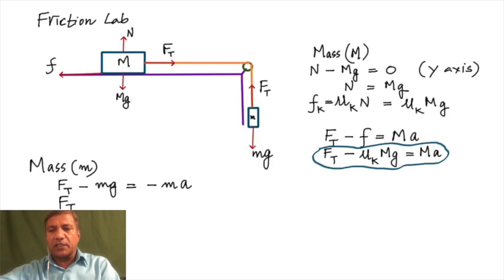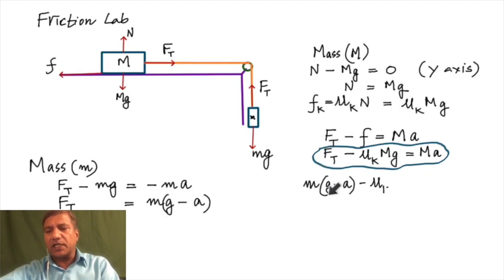So now we can make Ft the subject here. Taking this to the other side will make that positive, and then taking the mass as a common factor, you get this, and then plug in the value here. In place of Ft, we can write this whole thing. And when you do that, you get m(g minus a) minus mu k Mg is equal to Ma.